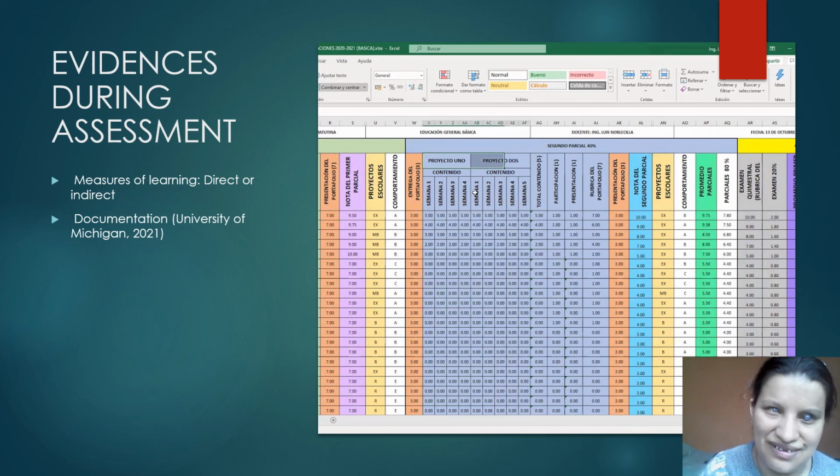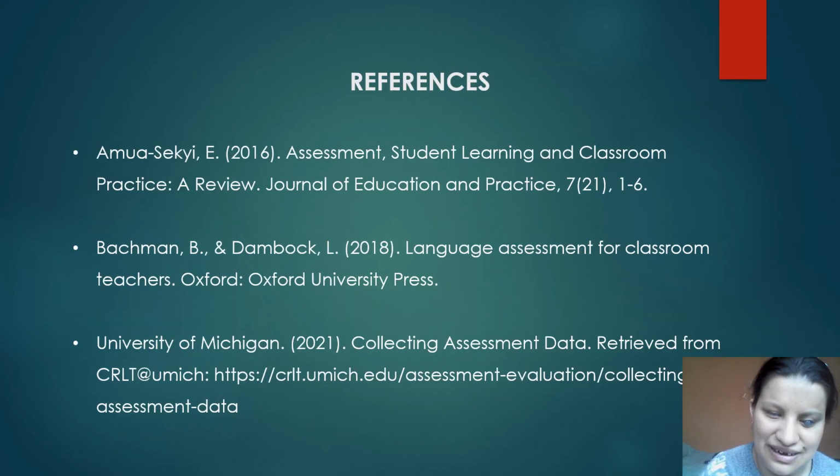Documentation is a record that the teacher obtains after assessments, and this can be presented to principals, authorities in schools, and the students' parents.